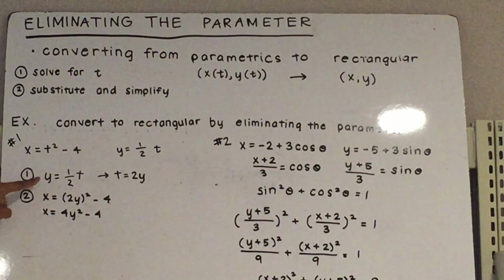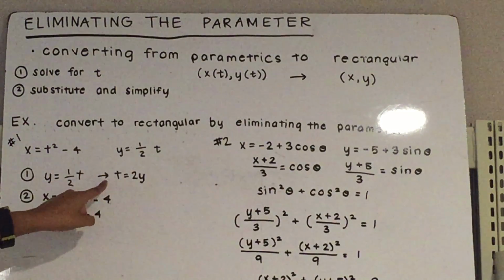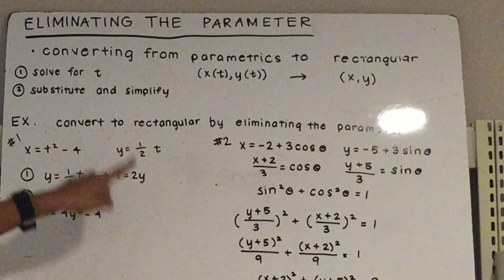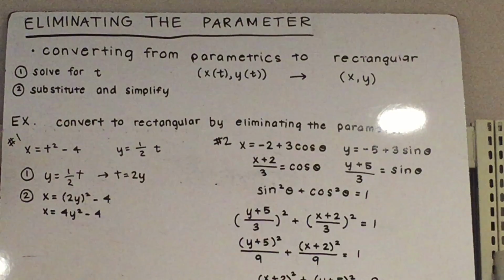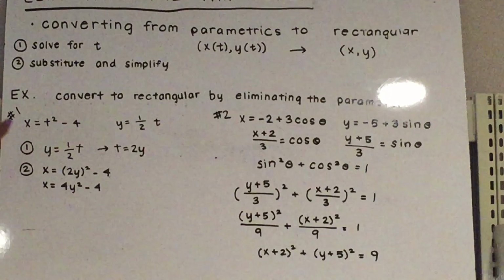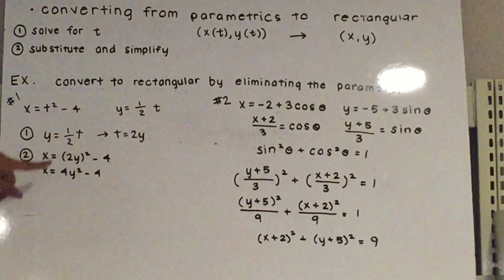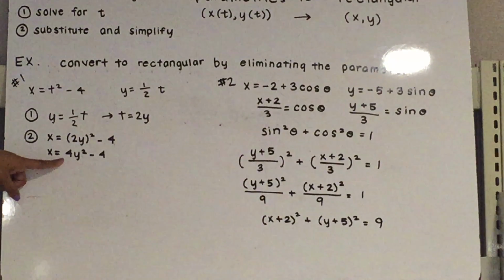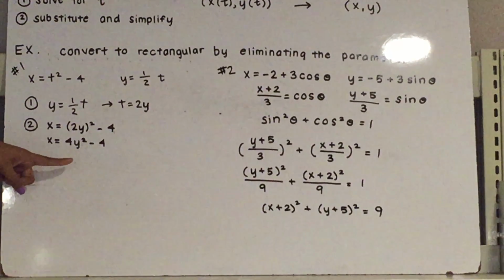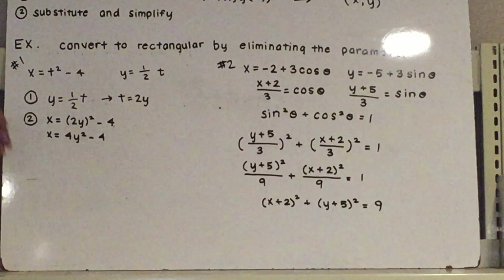So I went from y equals 1/2 t, I multiplied both sides by 2, and I isolated t and got t equals 2y. The second thing is you want to substitute and simplify. So I plugged in t right here because these two mean the same thing. So it's x equals (2y) squared minus 4, and if you simplify, that comes out to x equals 4y squared minus 4, and that would be a parabola opening sideways.